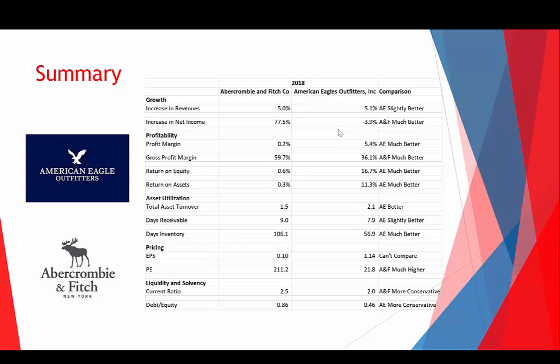American Eagle is doing much better here. On asset utilization, American Eagle is also doing better, partly because they're having higher turnover. They're keeping their receivables and inventory lower. Now the pricing, we see the big difference right there: Abercrombie has a much higher PE ratio. And then on the liquidity side of things, one of them is more conservative, Abercrombie with the current ratio, American Eagle with the debt equity ratio.